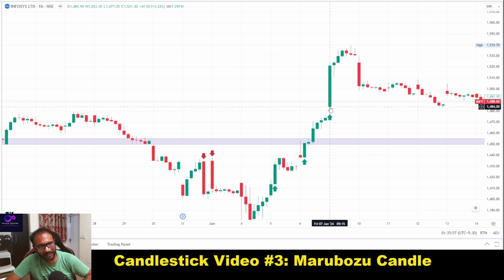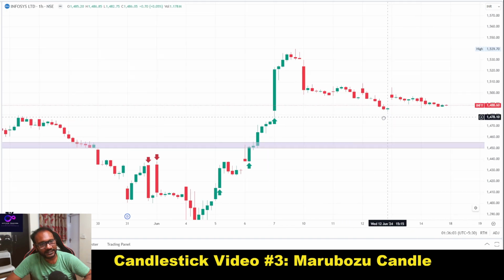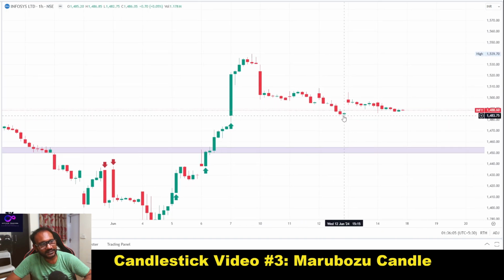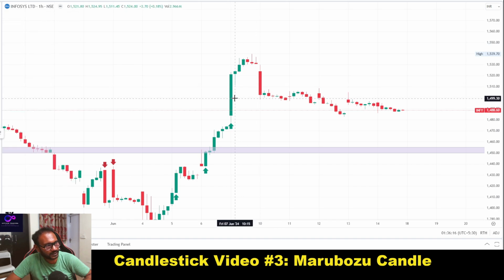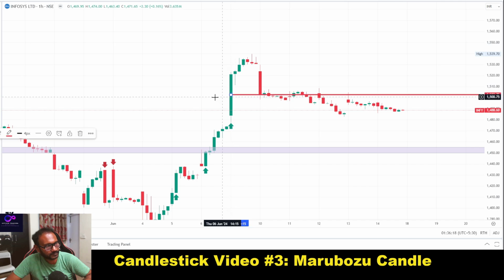Now I got to be careful to see whether this one is holding up or it's getting broken. Exactly at this point, what happened? See the reactions. It's exactly staying at the base and found some sort of recovery. Now, how do we read this? Here is what you should be doing. This is the middle of the candle. This is the base of the candle.